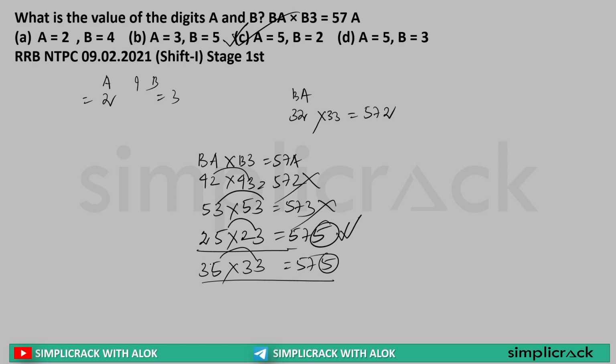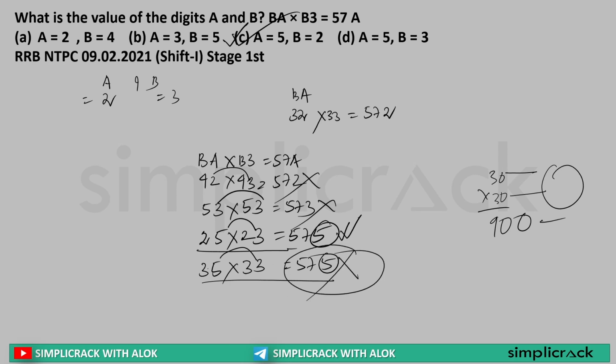Now 35 into 33. Now understand this. 30 multiplied by 30 is what? 900. So any number greater than 30, if multiplied, should be more than 900, right? So this won't be the case, because 35 multiplied by 33 in any case won't be 575. So what is remaining? Option C is remaining. So option C is the right answer. See how quickly we are solving this.